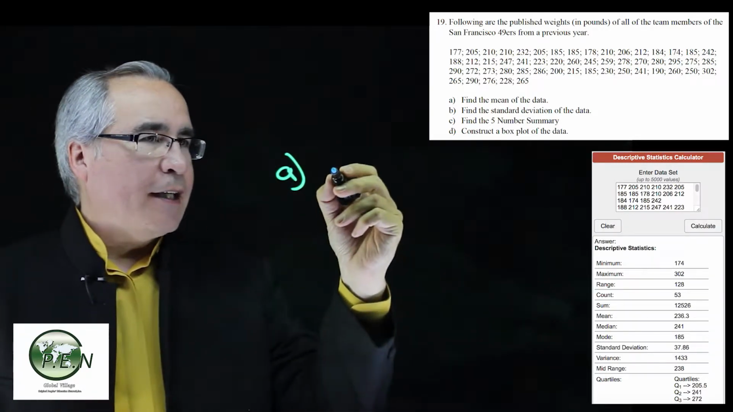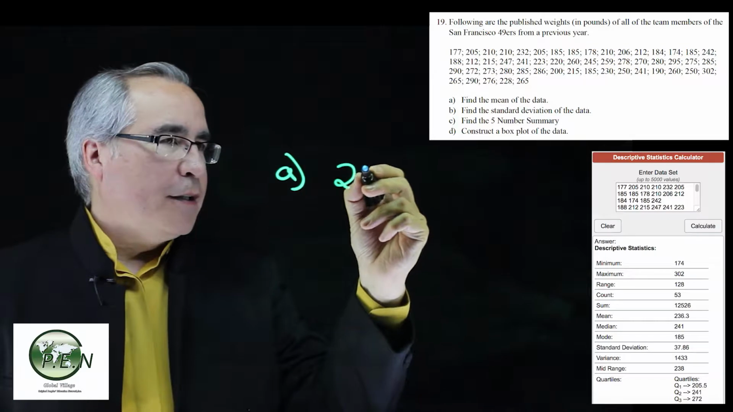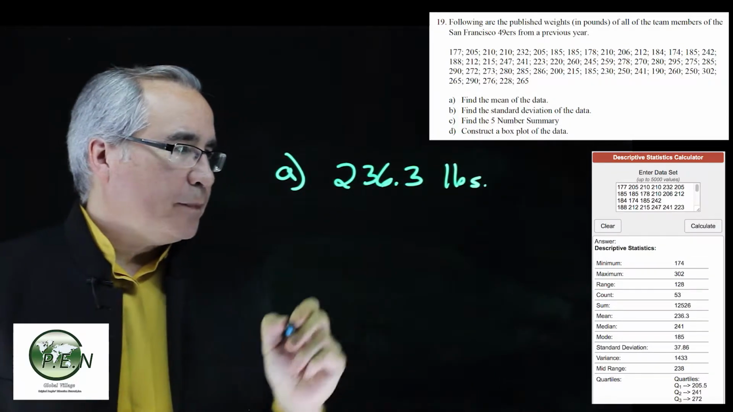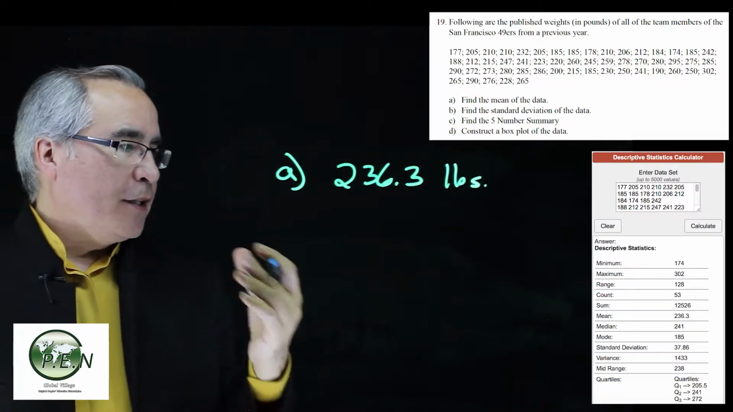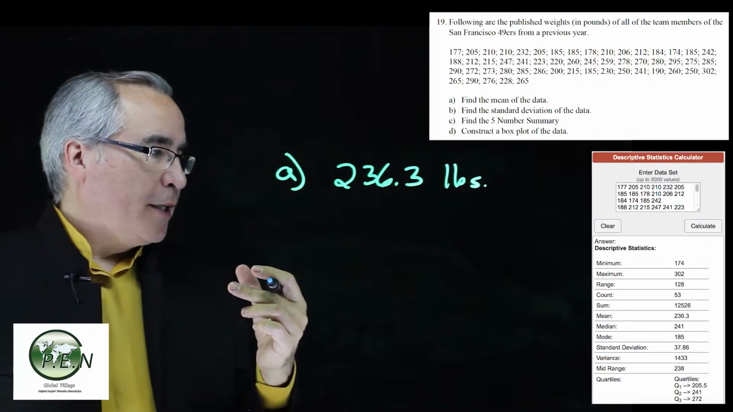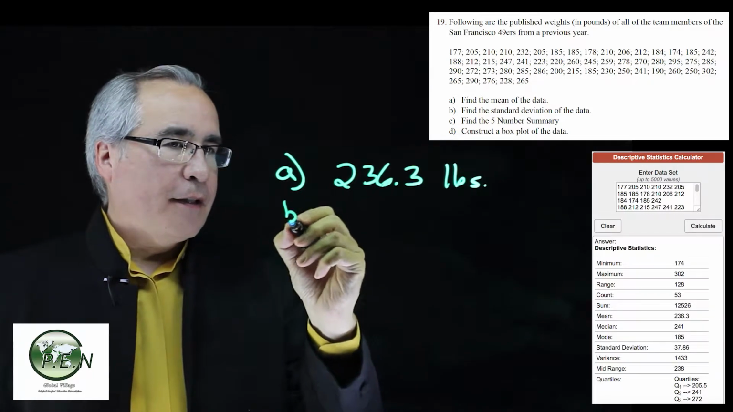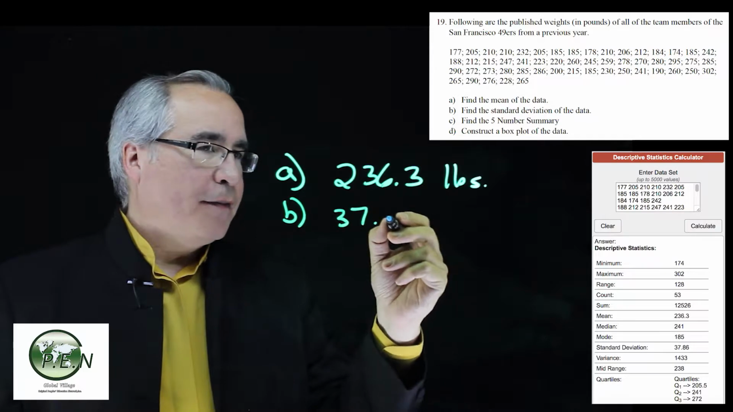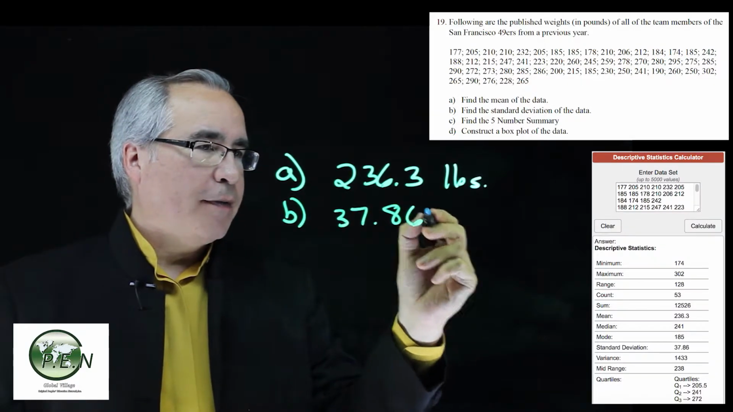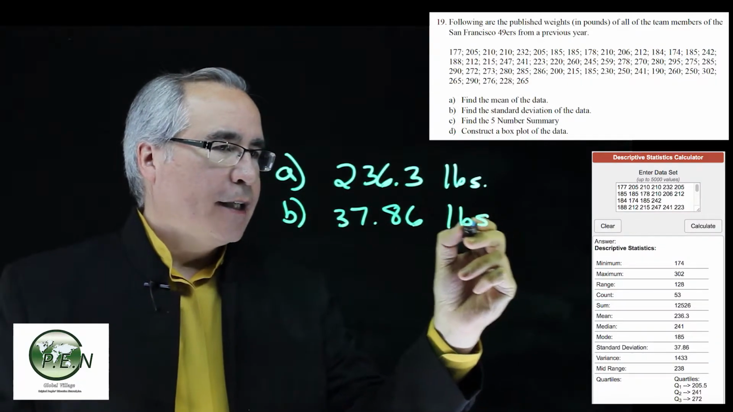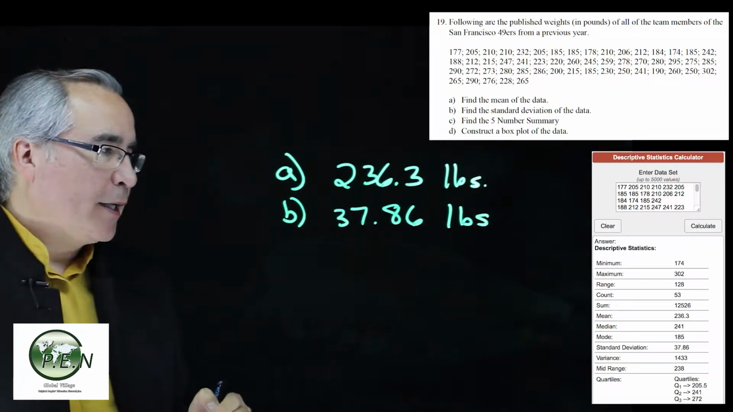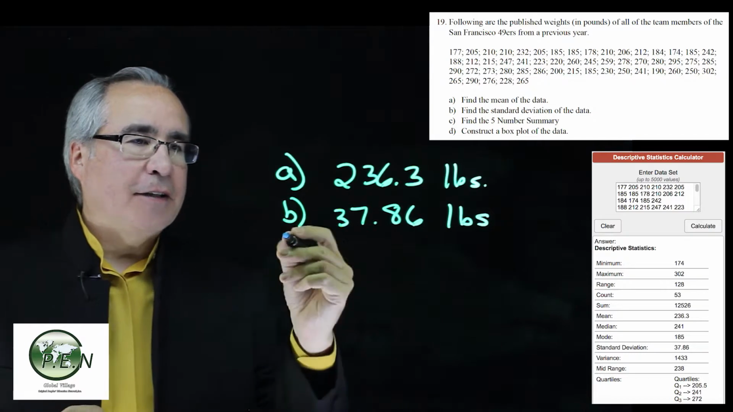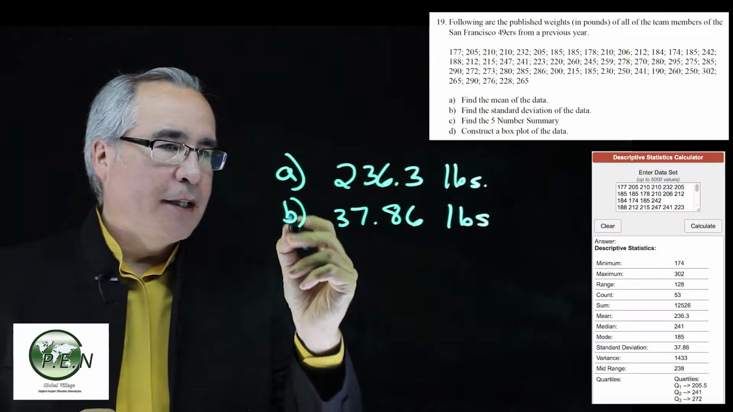So what we find is that it does have a mean of 236.3 pounds. The standard deviation that it found for us is 37.86. And again, with this one, I would take the variance and take the square root of the variance just to double check the accuracy on the rounding. Next, find the 5-number summary. That's nice. If we've already got the data in, the calculator still gives us that 5-number summary.